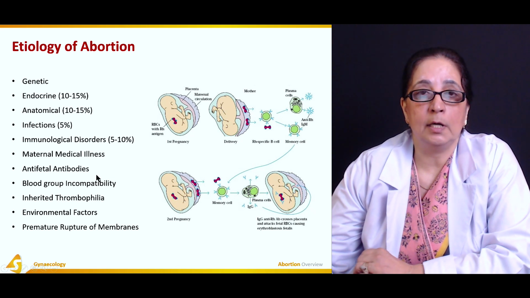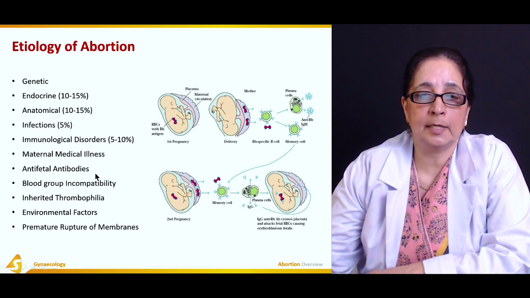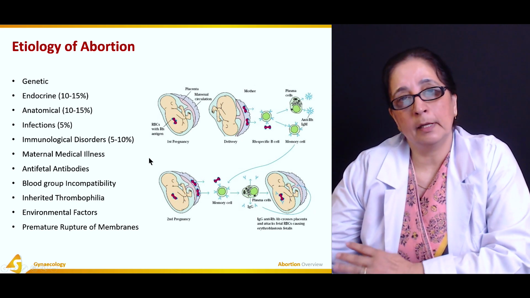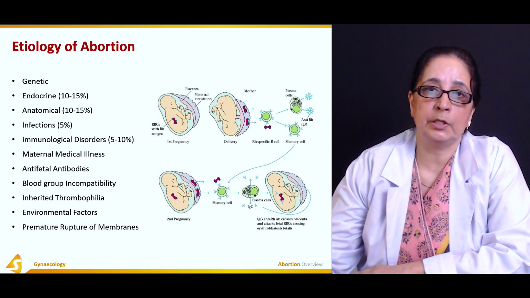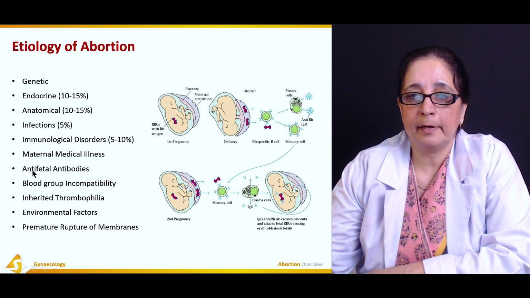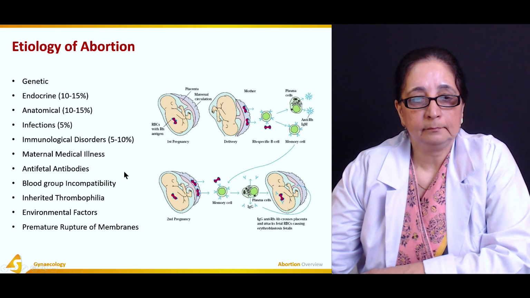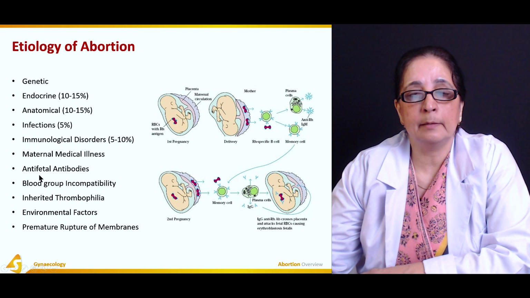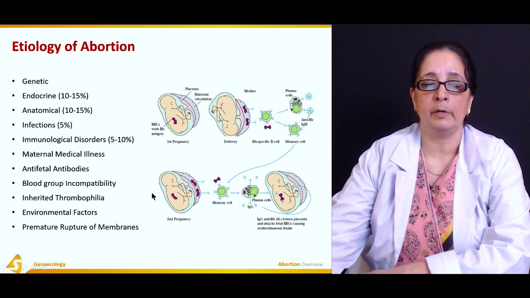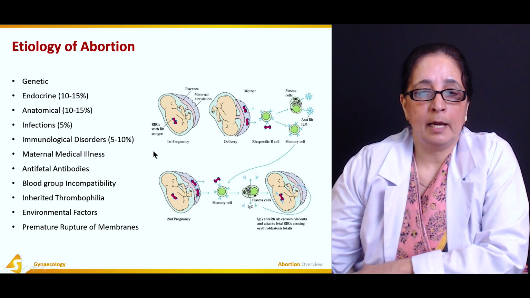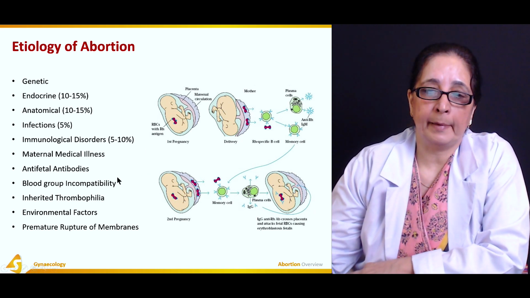Anti-fetal antibodies, different antibodies present against the fetus, they can cross from the mother to the fetus and cause destruction in the baby. So anti-fetal means against the fetus, different antibodies that develop. Then blood group incompatibility. Very common is Rh factor incompatibility and ABO blood group incompatibility.